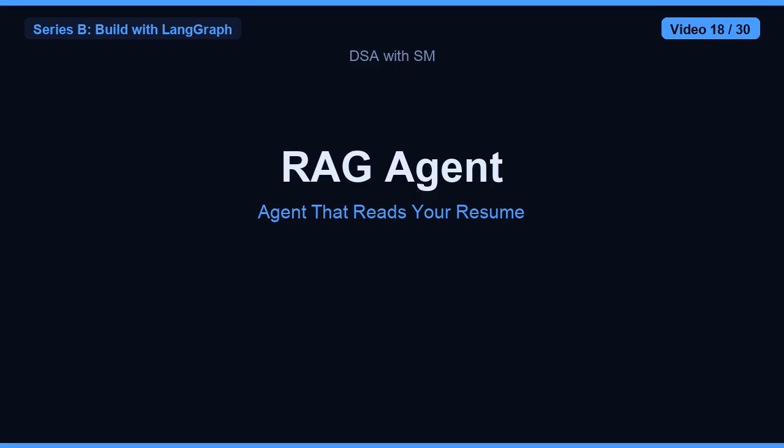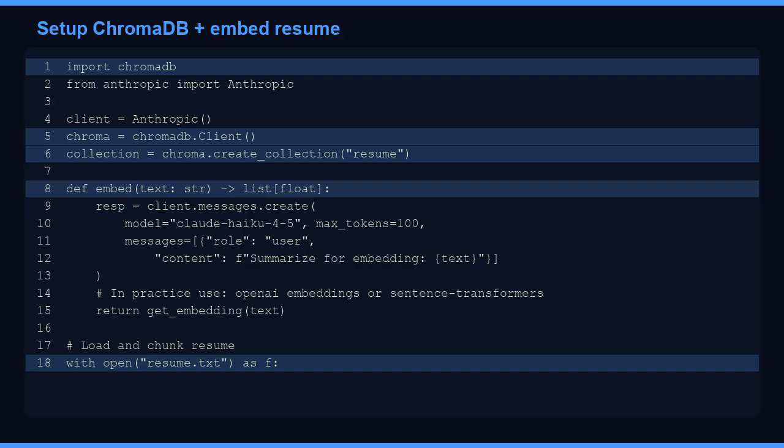Our job search agent needs to write personalized cover letters. To do that, it needs to know what's in your resume. We'll add a RAG node that reads your resume and retrieves relevant sections. Here are the 4 steps.